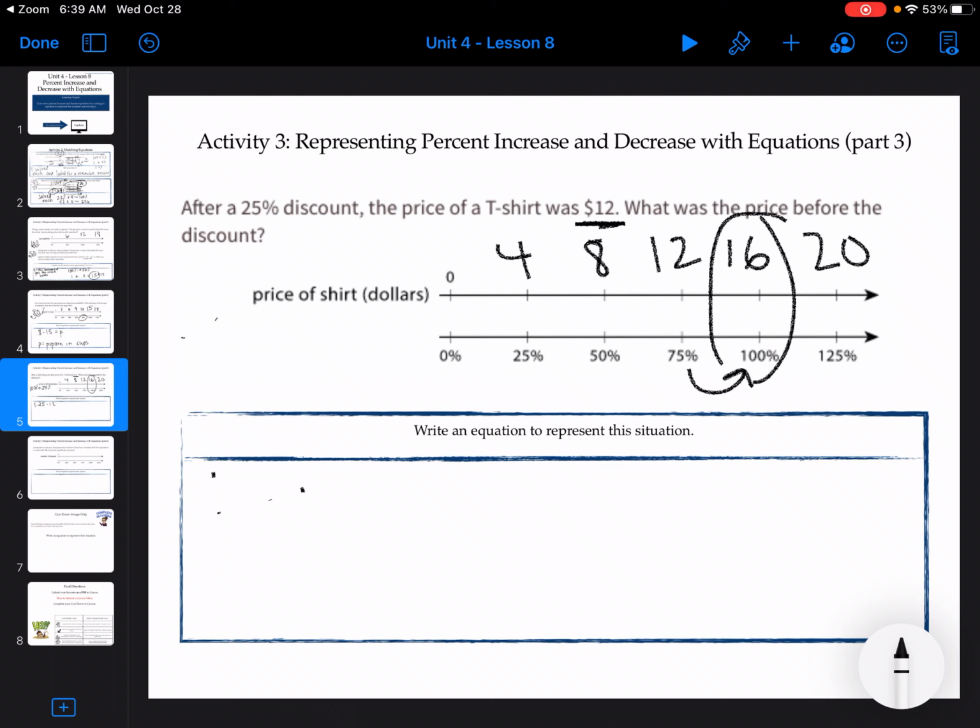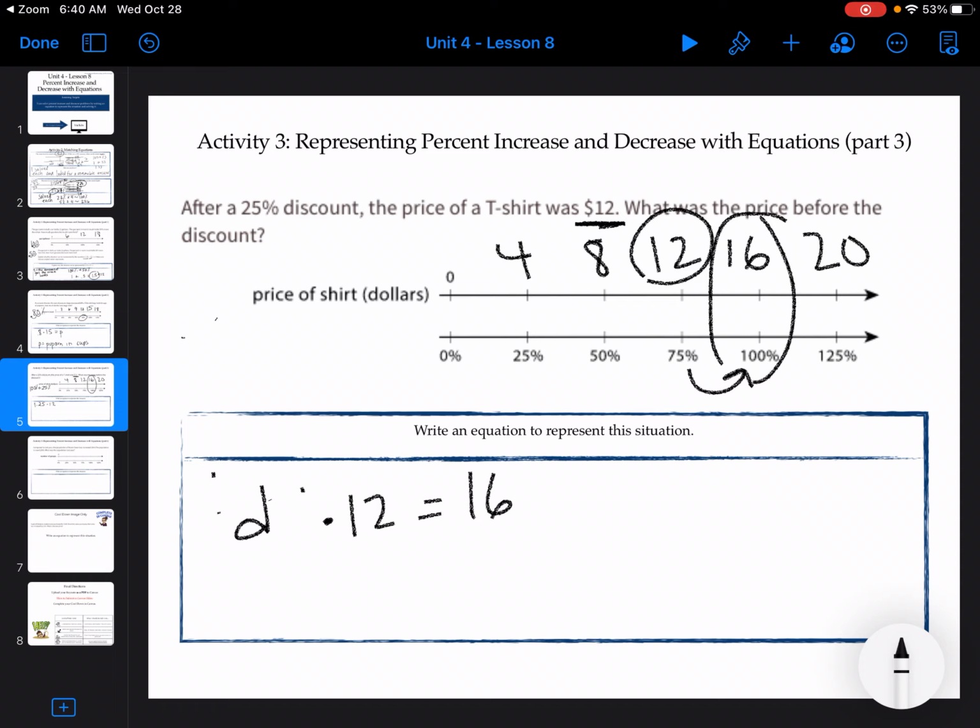So if I wanted to write an equation, I know I have to use the 12. So I have to think, okay, what's going to get me 16? So let's try putting our percentage here. So we're going to call that the discount. So let's try dividing by 12. So 16 divided by 12 would get me 1 1/3.